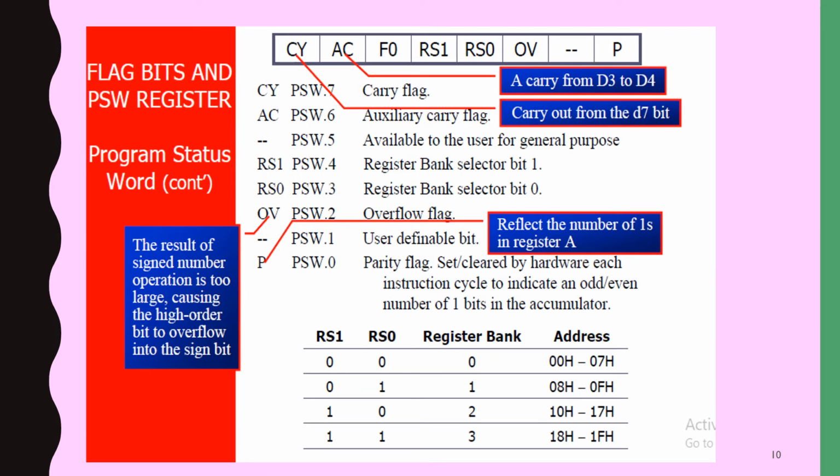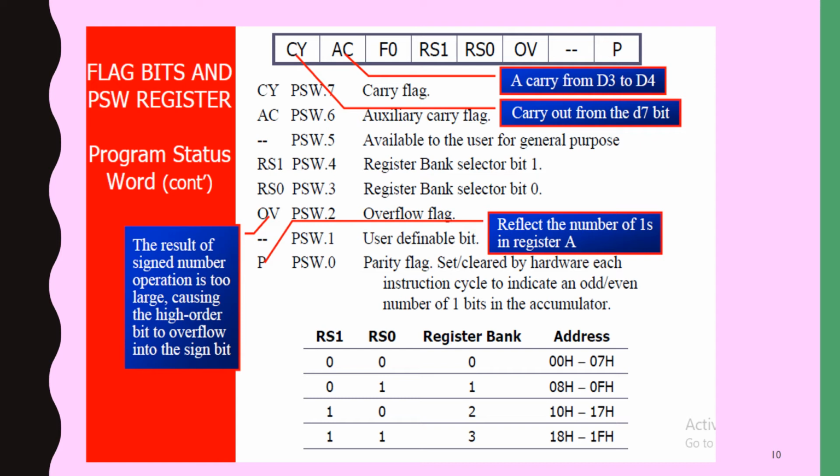Program status word has this particular format as far as register control bits and positions are considered. So CY is carry, that is PSW.7, the carry flag. AC is PSW.6, the auxiliary carry flag, and PSW.5 is available for the user for general purpose. It is not directly used. RS1 and RS0 bits are named PSW.4 and PSW.3. So we are going to select the bank whenever required. Then the overflow flag is PSW.2 and PSW.1 is a user defined bit.